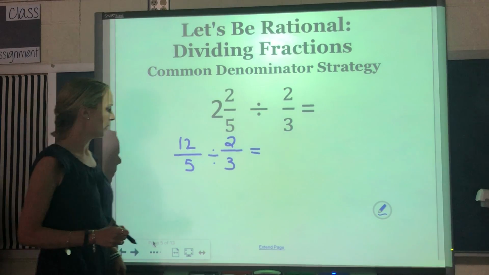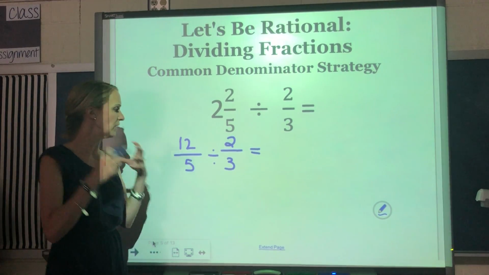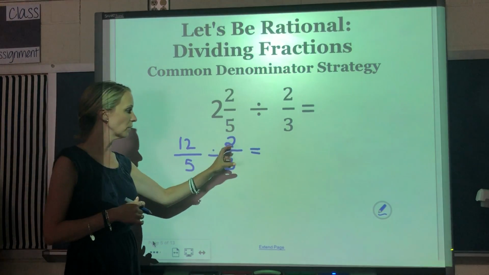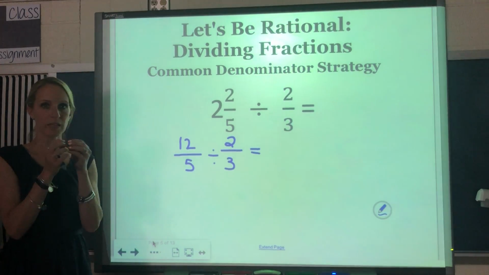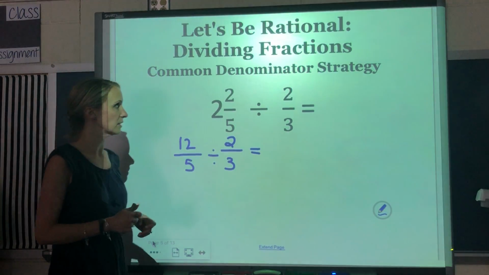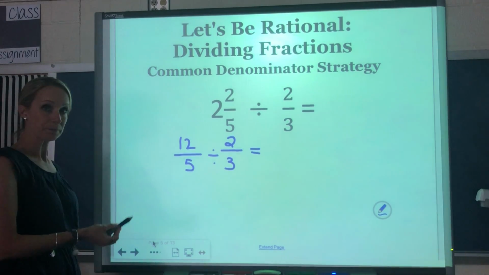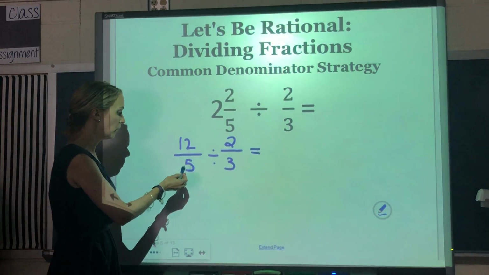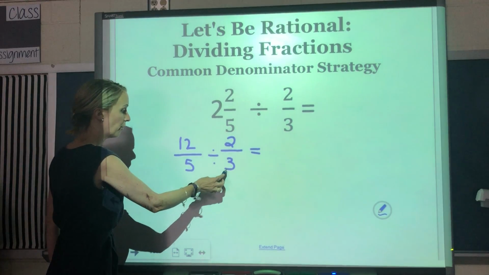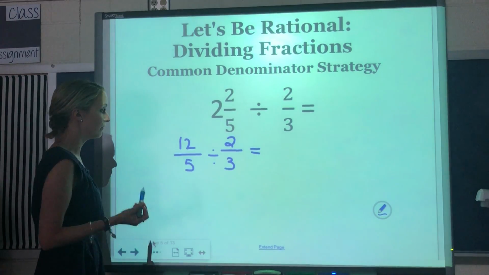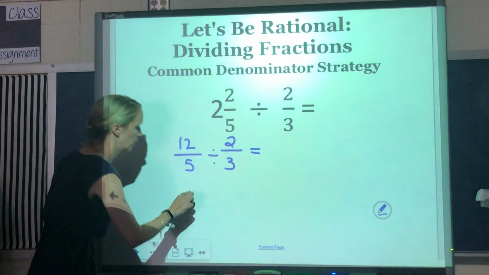So the next thing that I want to do is I want these to have equal pieces, because it's a lot easier to figure out how many groups of 2/3 are going to fit inside something that can have the same size pieces. So that's where we figure out, well, what could be their common denominator. So I know that 5 and 3 both go into 15. So I'm going to use 15 as my common denominator.